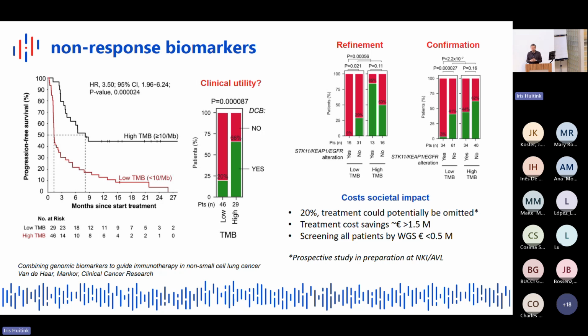So this is a study that was done here at the NKI, which we thought was kind of cool, where people looked at non-response biomarkers. So there was this indication that if there's a high molecular tumor load with a lot of somatic mutations, you're more likely to respond to immunotherapy. But then, of course, people said, well, that's great.